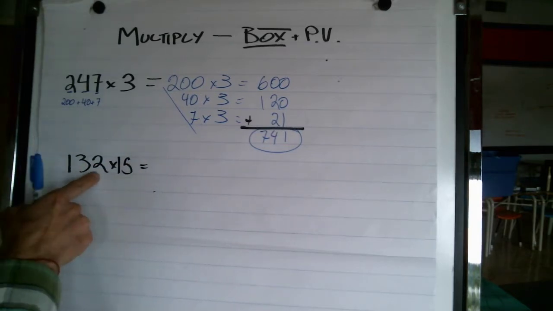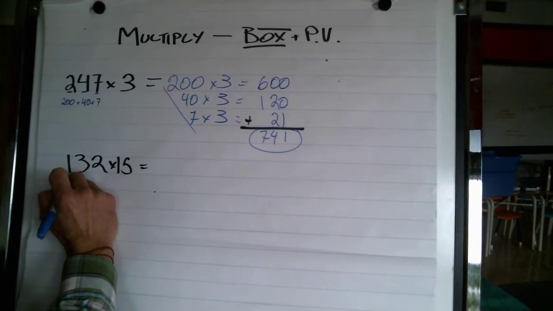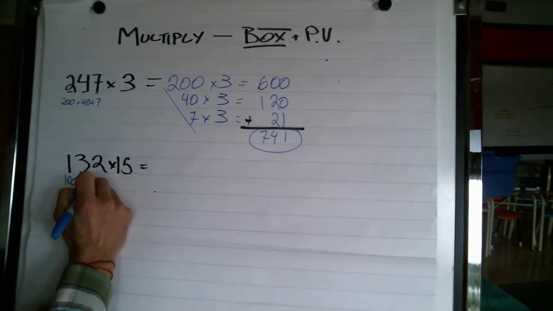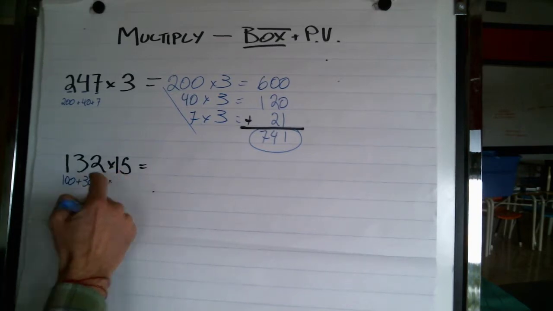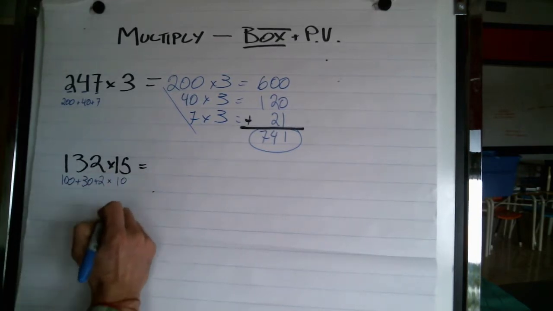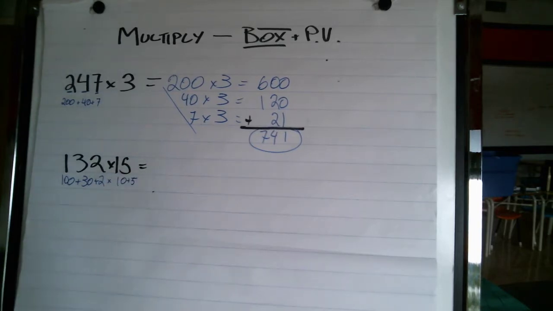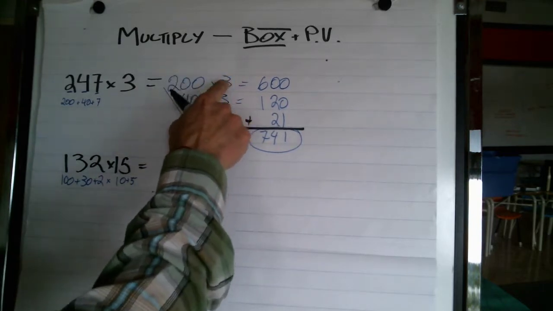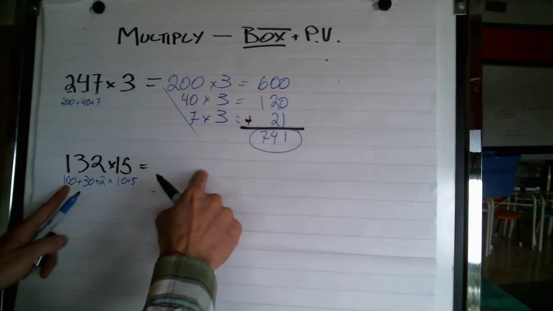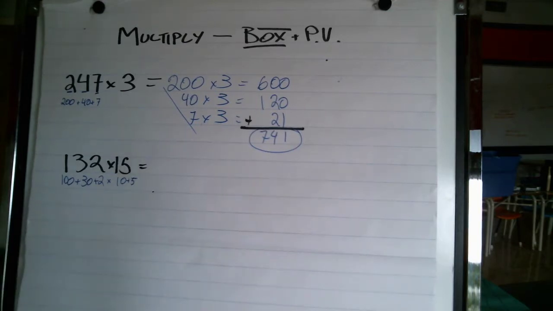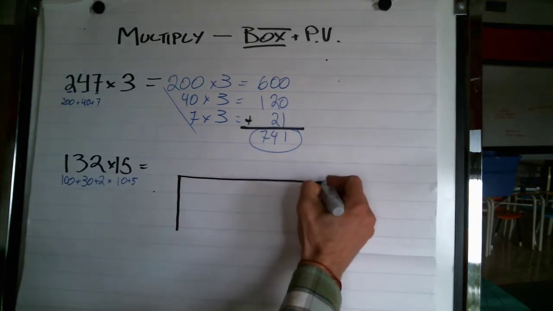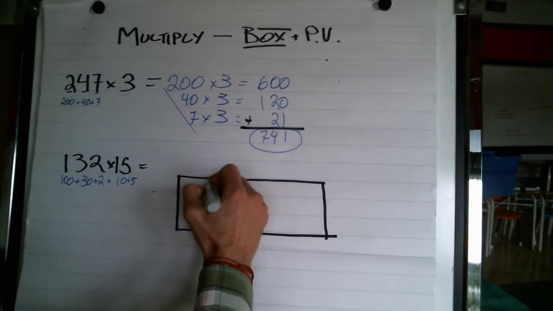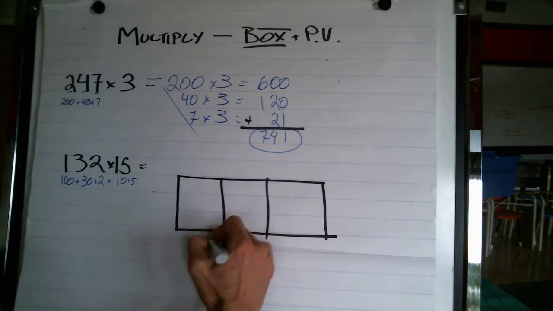Doesn't matter. 132. So we break this down. 1 group of 100, 3 groups of 10, 2 singles, times 1 group of 10, 5 singles. Now, do you see how this gets complicated? We could write these all down, so this could be like 100 times 5, 100 times 10. We could do it that way. But instead, we're going to use that fancy little chart that we used in class to really lock in this whole idea of what place value is.